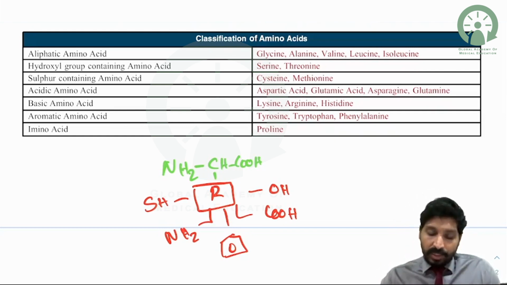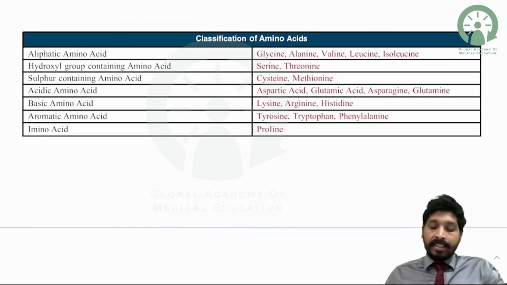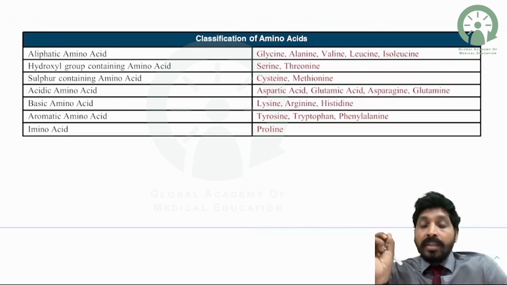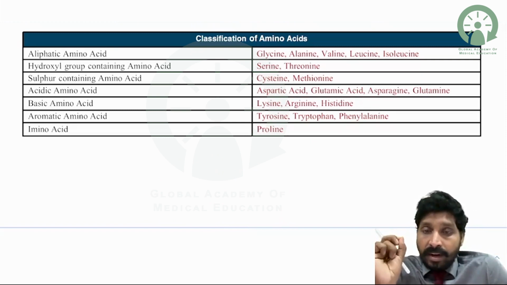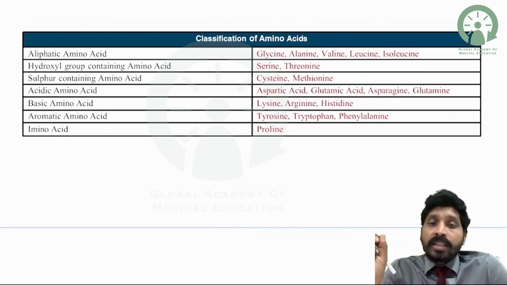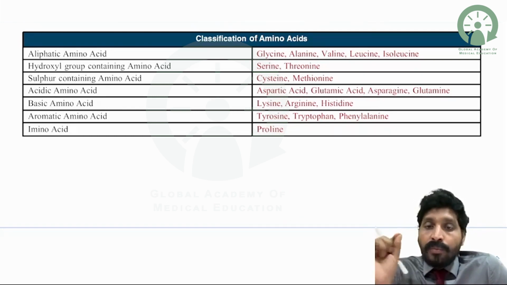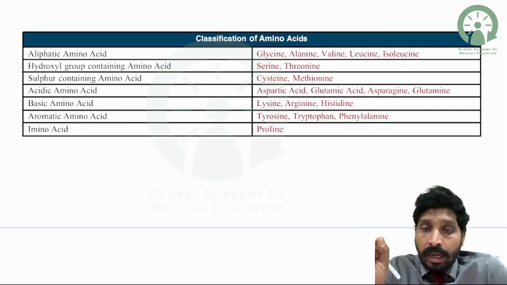So, functional group classification. Sulfur containing amino acids: cysteine and methionine. Remember, cysteine has a free sulfur group, whereas in methionine the sulfur group is locked. So there is no free sulfur available in methionine. The free sulfur is available only in cysteine.